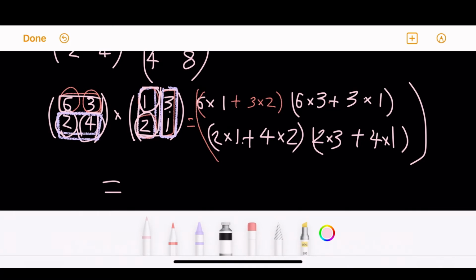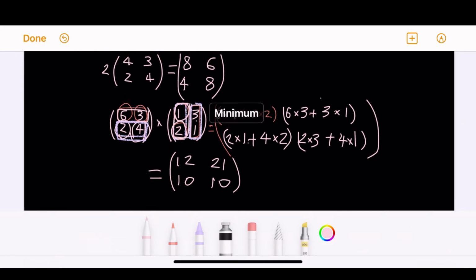6 times 1 is 6, 6 plus 3 times 2, so it's 6 plus 6, which is just 12. And for the second part here, we will do 3 times 6 is 18. 18 plus 3 gives us 21. And then 2 times 1 is 2. 4 times 2 is 8, which is 10. And then 2 times 3 is 6. 6 plus 1 times 4, which is 4. So 6 plus 4 gives us 10. Our final matrix is 12, 21, 10, 10.